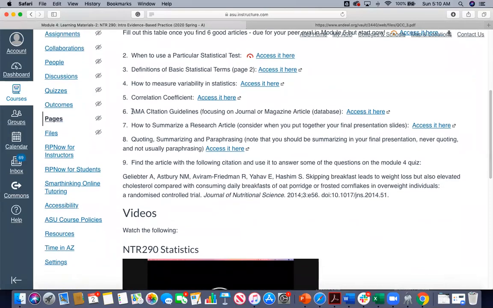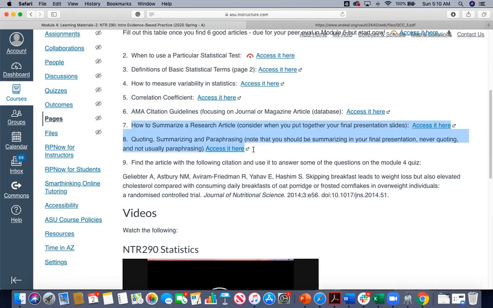Also, just a reminder on AMA citation guidelines, because you're going to be reporting on all of your citations for research check-in number 1. I do include some information on summarizing and then quoting, summarizing, and paraphrasing. So in your final presentation, even though you're not writing a full paper, sometimes when students put together slides, which is what you'll be doing for your final presentation, sometimes it's a lot of cutting and pasting from the article, which is not what we want to do. Everything should always be in your own words.